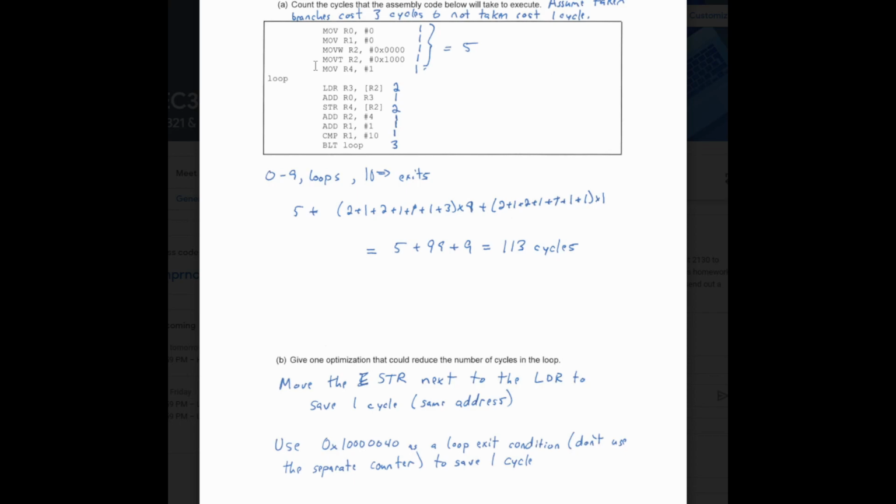So those are 2 things that are fairly simple that we could do. I mean, this is nonsense code anyways, so there are probably a lot of other ways to optimize it, but those are 2 reasonable ones to do.